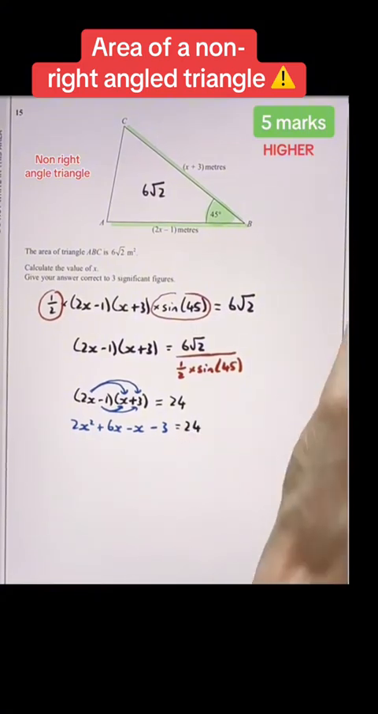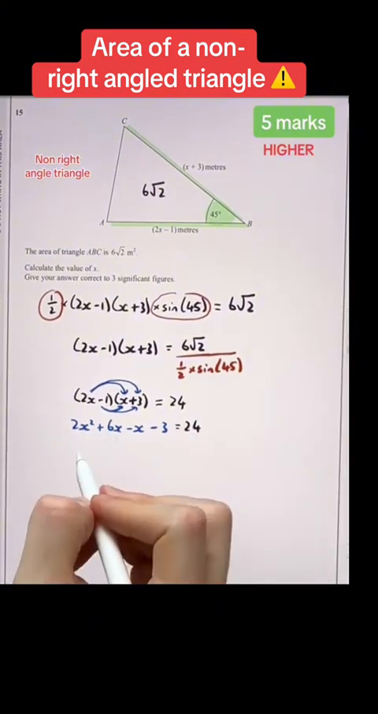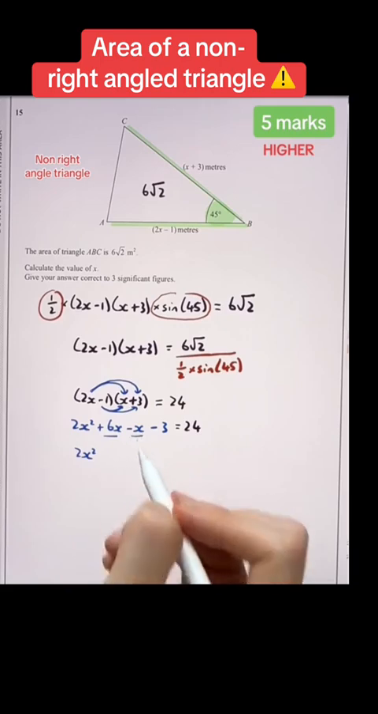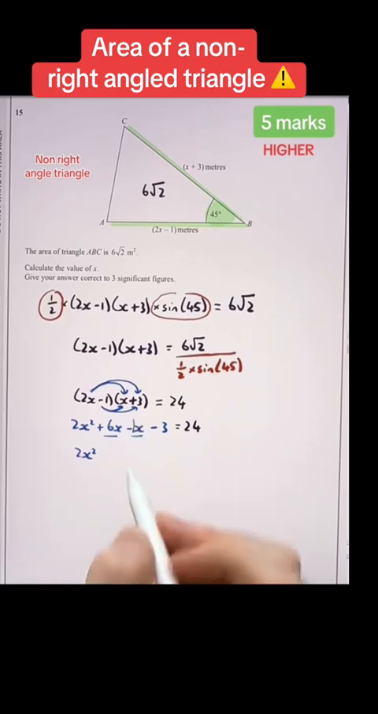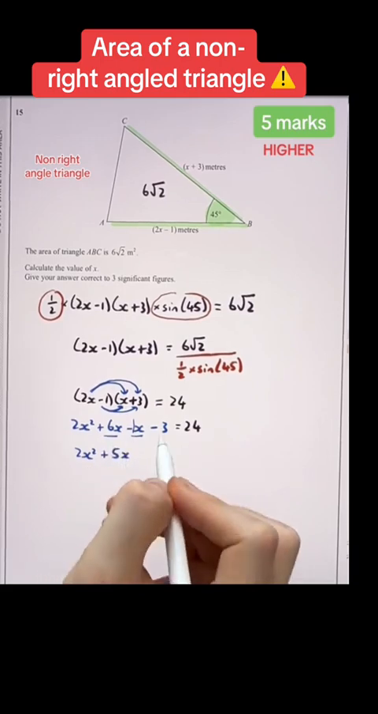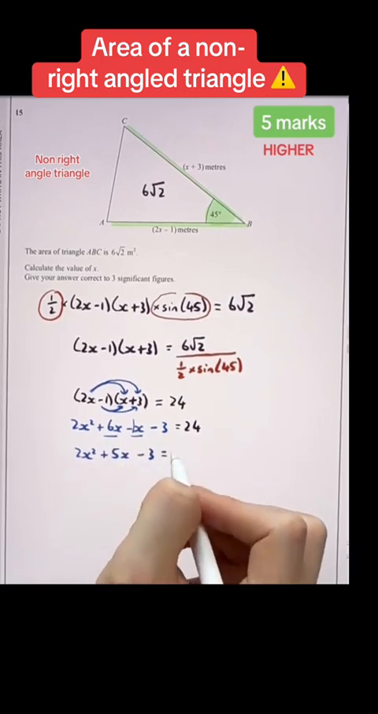Collecting like terms on the left-hand side, I've got 2x squared and no other term in x squared, so I'm going to write that down. I've got positive 6x subtract x. If there's no number in front of a letter, the number is 1. So 6x take away 1x will simplify to give us plus 5x. And I've still got negative 3, and that equals 24.